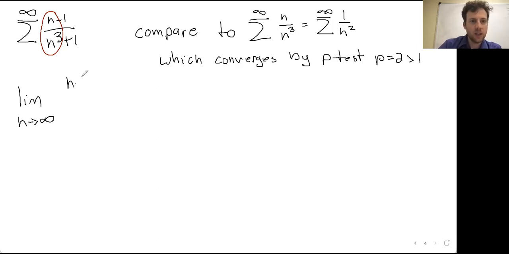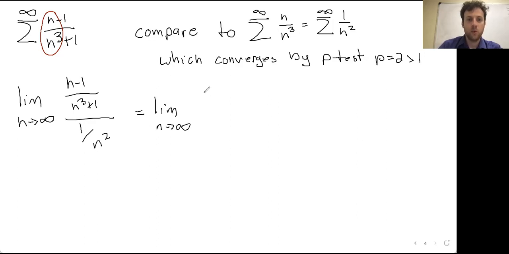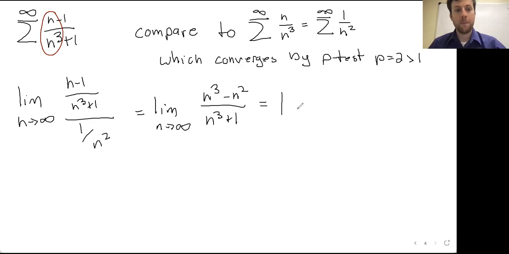So we take the limit as n goes to infinity of the original series, n minus 1 over n cubed plus 1, divided by 1 over n squared, flip the fraction and multiply it into the top. We get n cubed minus n squared over n cubed plus 1. The powers match. They don't have any numbers in front, so it's a 1 in both places, and so this limit is 1.